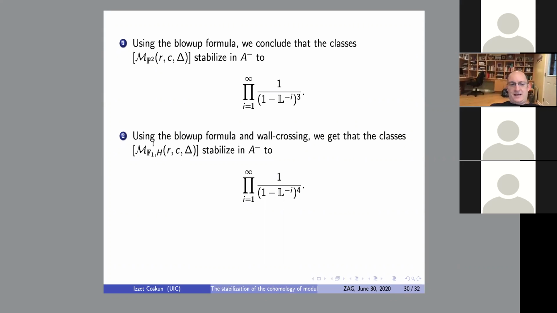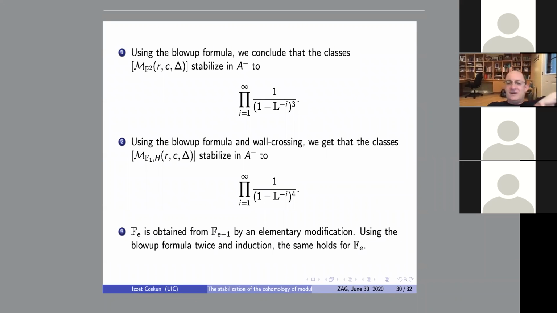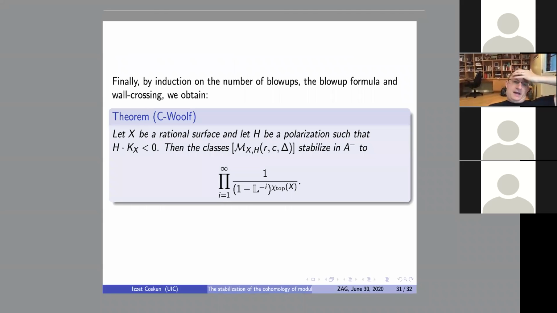And once you've done that, then you are essentially home free. You can get the Hirzebruch surface Fe from Fe-1 by an elementary modification, so that you use the blow-up formula twice to relate one to the other. And once you've gotten all the minimal ones, then you do the induction on the number of blow-ups together. And eventually you get the statement that I said in the beginning.